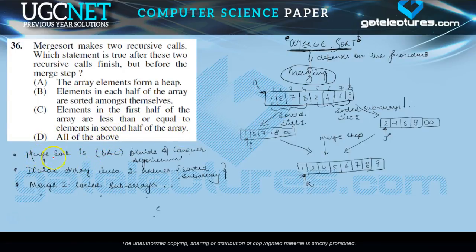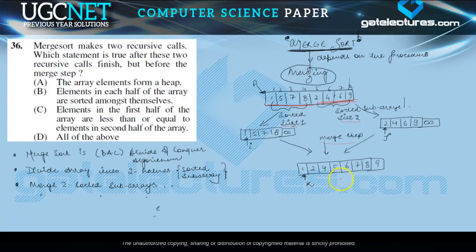Merge sort is a divide and conquer algorithm. We first divide and then we combine. So the procedure we use in this algorithm is like this: we have one array, and in the first half it is sorted and the second half is sorted. We divide it into two lists, list number one and list number two. List number one is one sorted sub array, and list number two is the second sorted sub array. Then with the help of the merge step, we merge these two sub arrays.